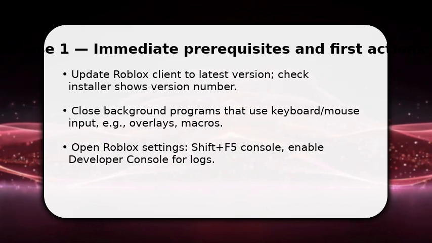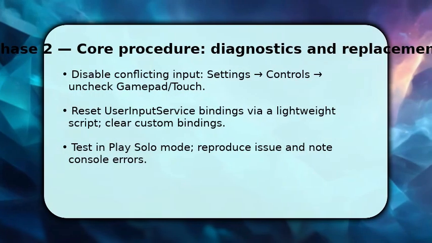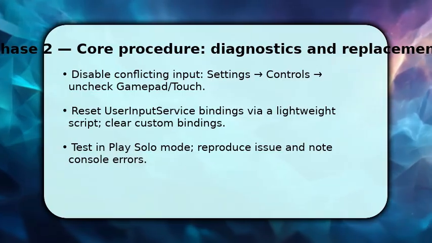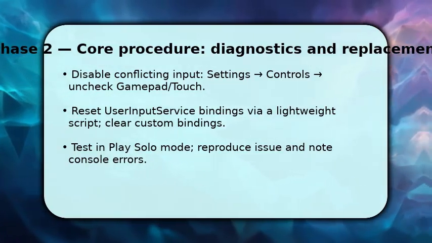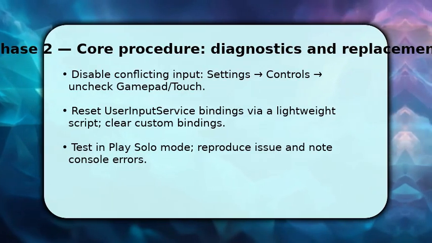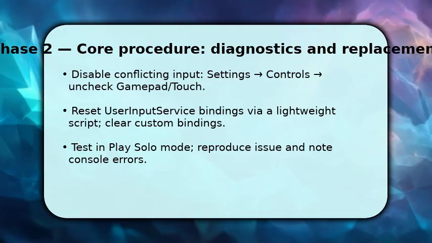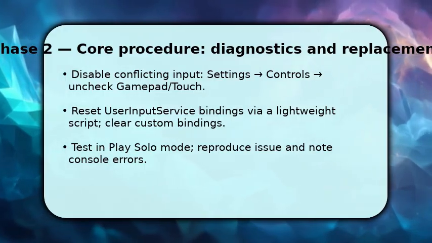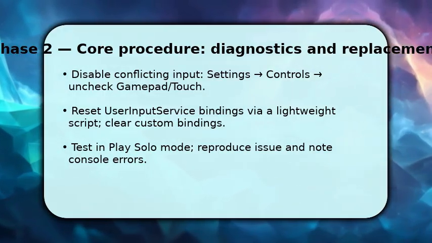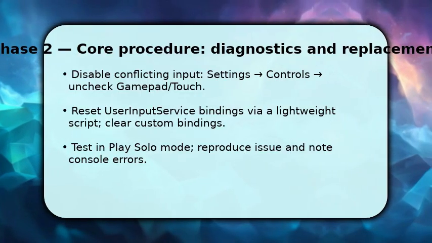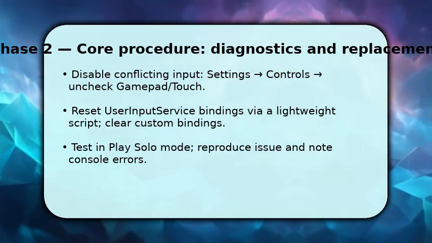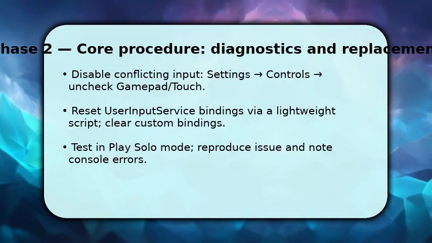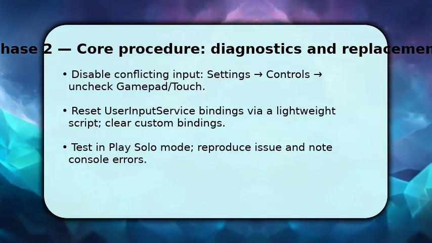You must now perform the core fix. Disable alternate input sources in settings, then run a small script that clears custom user input service bindings and restores default controls. Type the script into Studio or a trusted plugin, execute it, and watch the developer console for binding events. Afterward, enter play solo and reproduce the movement. Check whether /back and strafe respond correctly. If movement is restored, the issue was custom binding interference.